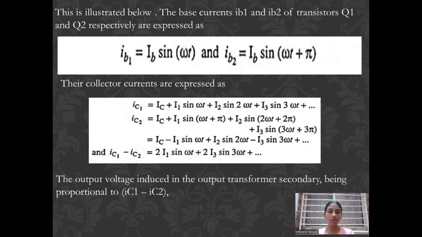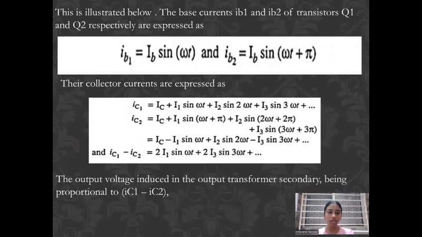The base currents Ib1 and Ib2 of the transistors Q1 and Q2 respectively are expressed as Ib1 = Ib sin ωt and Ib2 = Ib sin(ωt + π). Their collector currents are expressed as IC1 = IC + I1 sin ωt + I2 sin 2ωt + I3 sin 3ωt + and so on, and IC2 = IC + I1 sin(ωt + π) + I2 sin(2ωt + 2π) + and so on. And IC1 minus IC2 is represented as 2I1 sin ωt + 2I3 sin 3ωt + and so on.